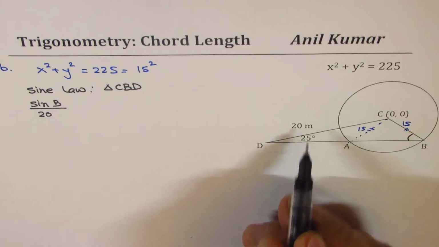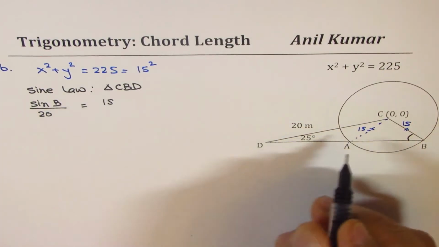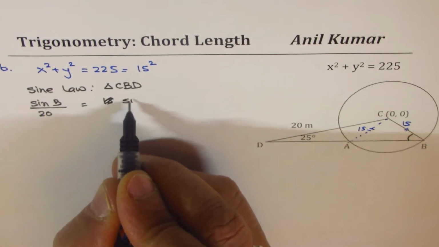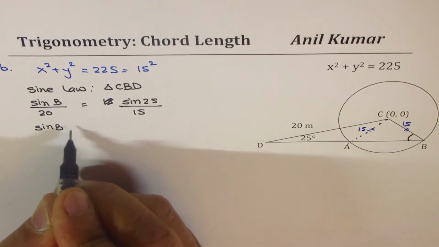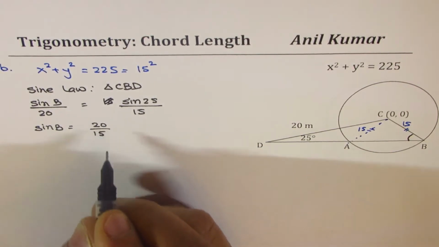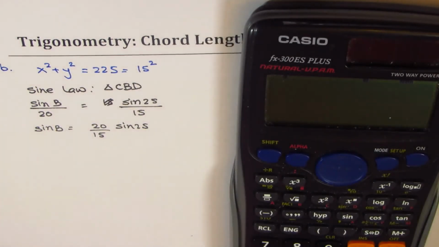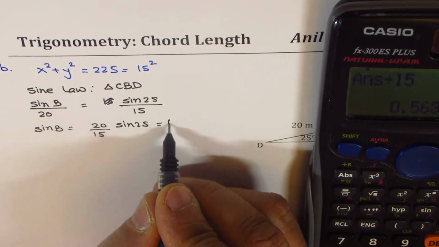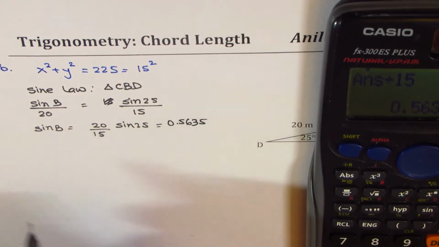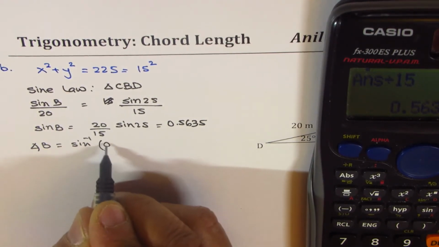So sine B over 20 is equal to sine 25 over 15. I should write sine 25 on the top since I wrote the angle earlier. And so from here, sine B will be equal to 20 over 15 times sine 25. So let's calculate this answer. It is 20 times sine 25, and then we'll divide this by 15. It is equal to 0.563, let's say 5.